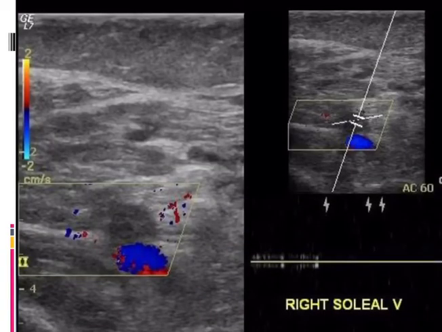Also, there is another feature which is called augmentation. What is augmentation? When you press or squeeze the calf muscle of the patient, in normal individuals, it shows you an augmentation of flow. There is a peak visible on this spectral Doppler. Why? Because by squeezing the calf muscles, there is more venous return from the heart, so it will give you high velocity instantly.